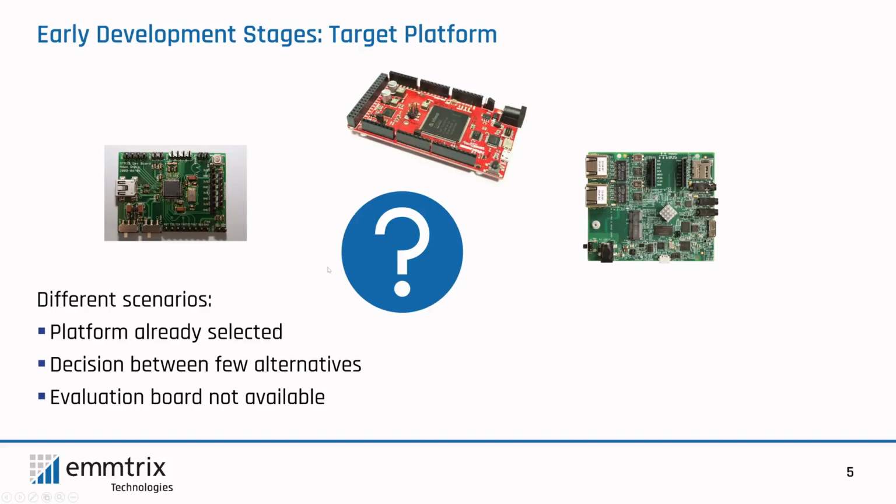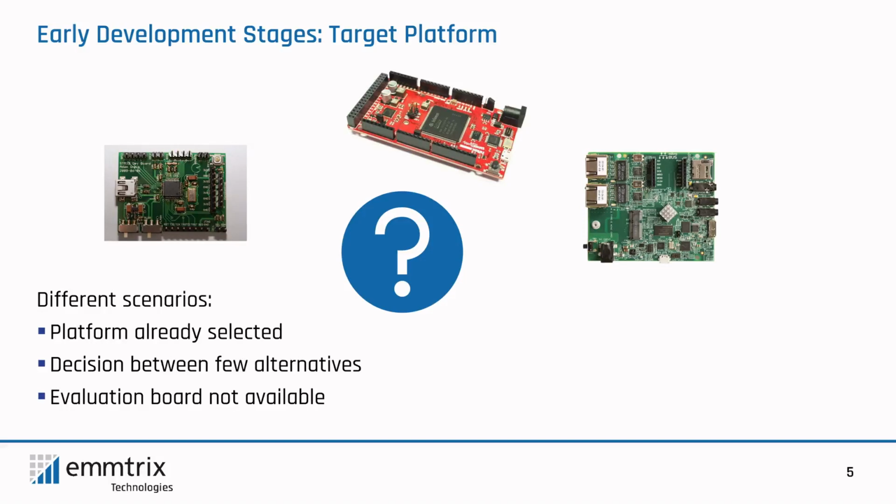Looking at the target platform in early development stages, there are different scenarios. In some cases, the platform is already selected, a specific processor on a specific board. Sometimes there are decisions open between a few different alternatives, so the final decision is not yet made. And then there is also the case that an evaluation board might not be available. So a platform is already decided on, but because of some other issues, the board is not available.